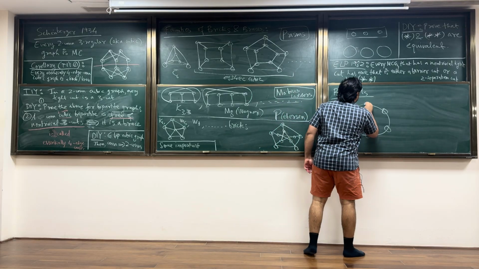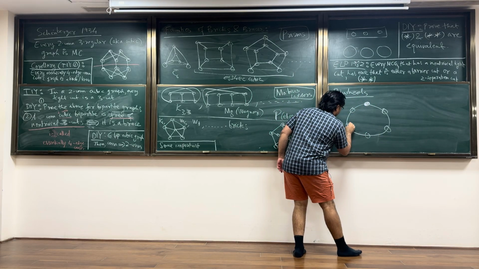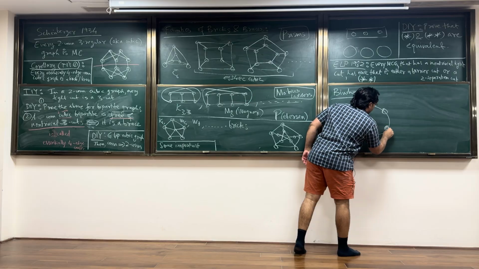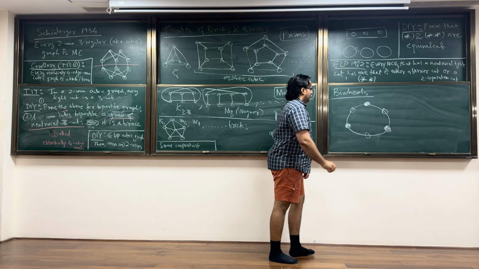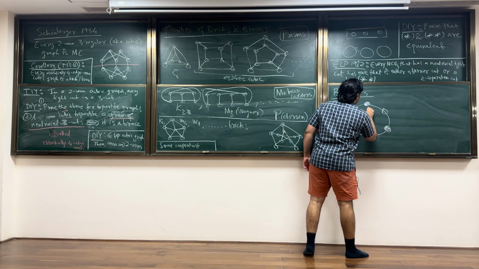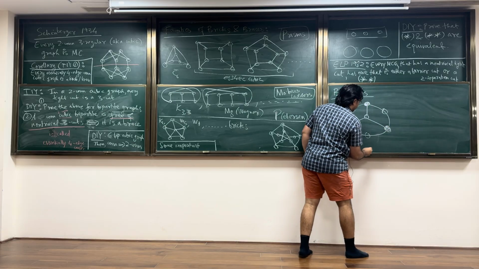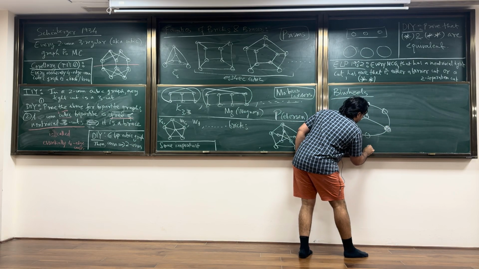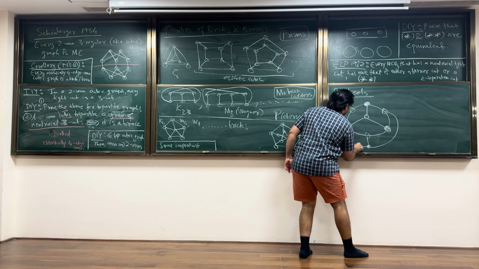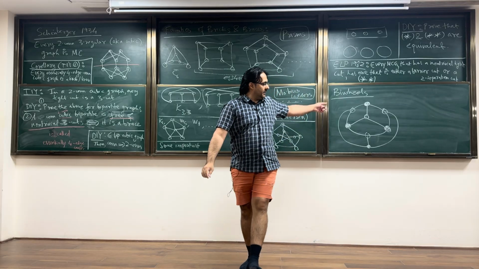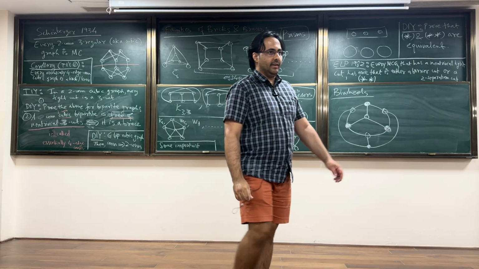Color the vertices, solid and hollow, or black and white, whatever you like. Put a hollow hub, join it to solid vertices, put a solid hub and join it to hollow vertices. This graph is actually isomorphic to something you know very well.